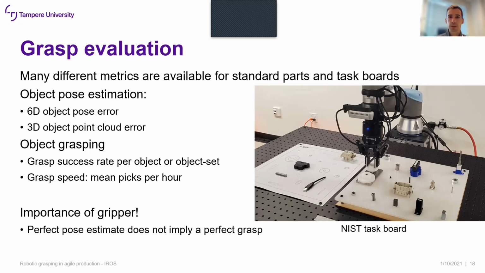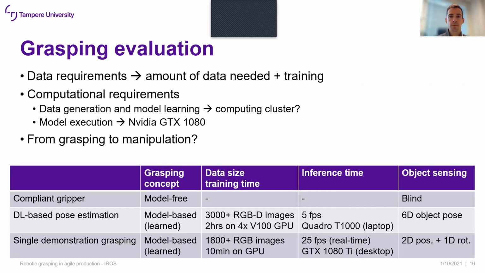One thing that these approaches do not take into account is actually the importance of the gripper, meaning that if you have a perfect pose estimate, this doesn't necessarily imply that you can do a perfect grasp as well. So this has to be taken into account. One thing that also should be evaluated is the data requirements, and how much data do you need, and how much training do you need for this data. And this is important nowadays for the data-based approaches, where the computational requirements can grow exponentially and get out of hand.